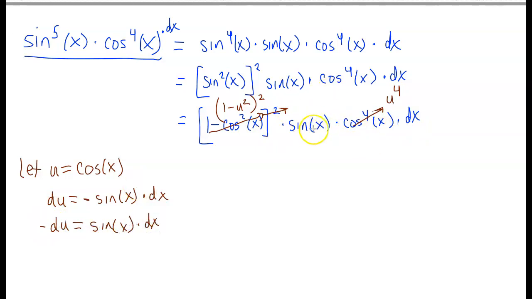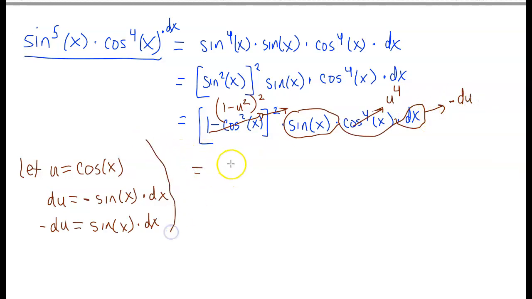Okay, so this sine x here, along with that, all together just ends up being a minus du. So all that just gets replaced with 1 minus u squared times u to the 4 times du. And of course, the minus will go on the outside there.